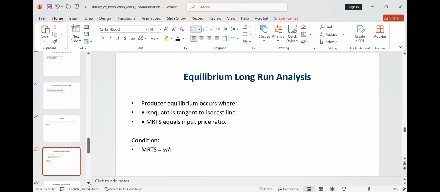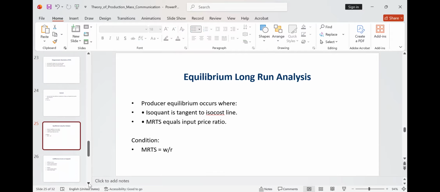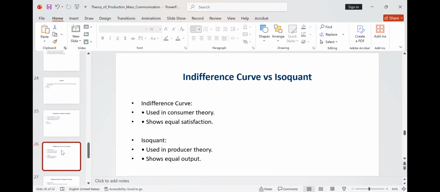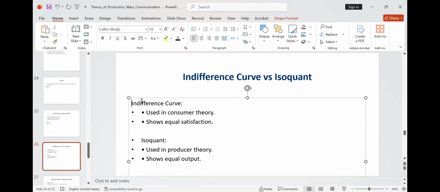Okay, so let's move on. So we also have indifference curve and isoquant. Isoquant belongs to the theory of production. Indifference curve belongs to consumer utility. You can see it there. Indifference curve is used in consumer theory and it shows equal satisfaction, while isoquant is used in producer's theory and it shows equal output. So indifference curve measures satisfaction, isoquant measures output.